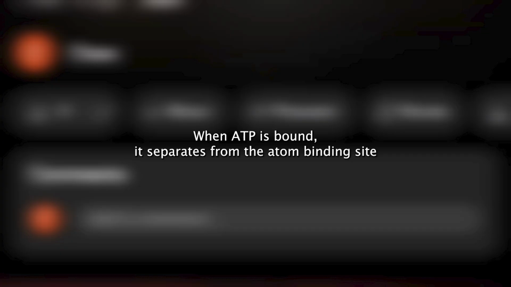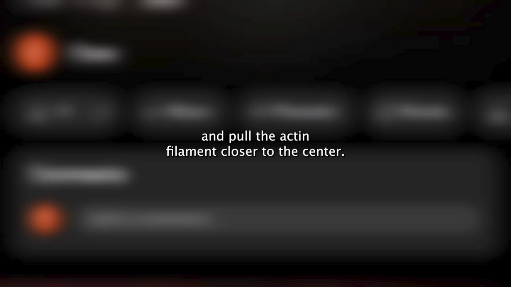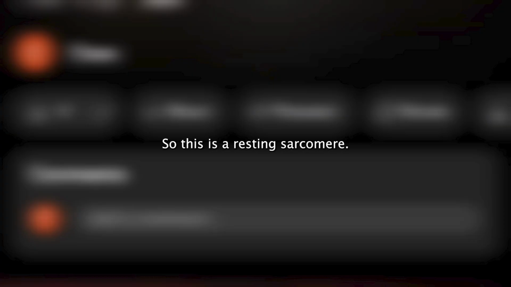Myosin reactivation. Notice the myosin head, when ATP is bound, it separates from the actin binding site. Look what happens when you break down ATP. Watch the myosin head. Look what it did. It recocked back into the resting position, where it can then bind to the actin site and pull the actin filament closer to the center. So this is a resting sarcomere. This is a contracting sarcomere.